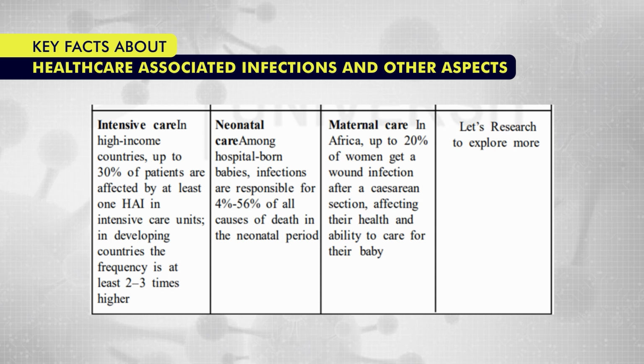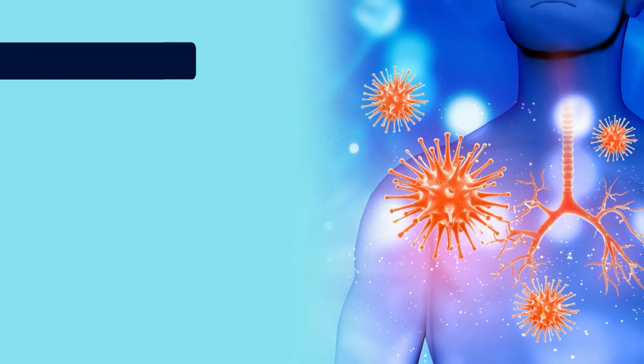Neonatal care, that is in the pediatric divisions and in the newborn children. Among the hospital born babies, infections are responsible for 4% to 56% of all causes of death in the neonatal period. Maternal care, now especially if we talk about Africa, up to 20% of the women get wound infection after a cesarean operation and procedure, and that is affecting their health and ability to care for their baby after birth. So let us research to explore more of these kinds of infections and the resistant infections and emerging infections which are of concern.